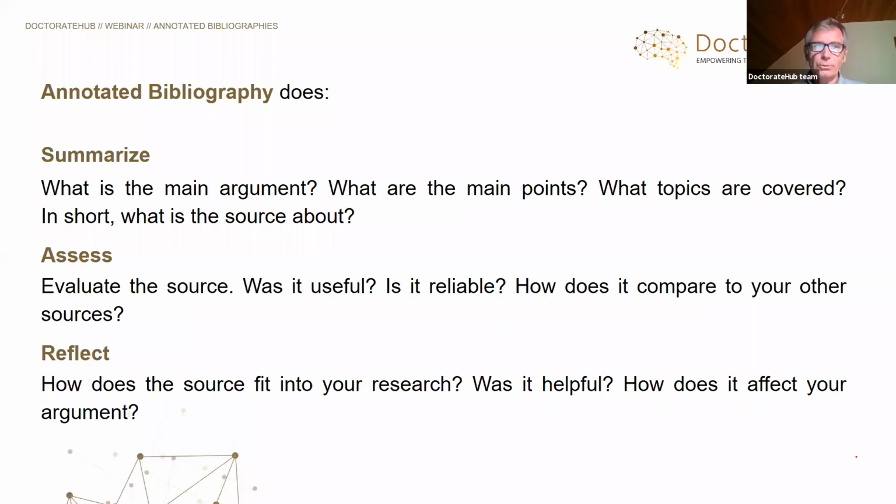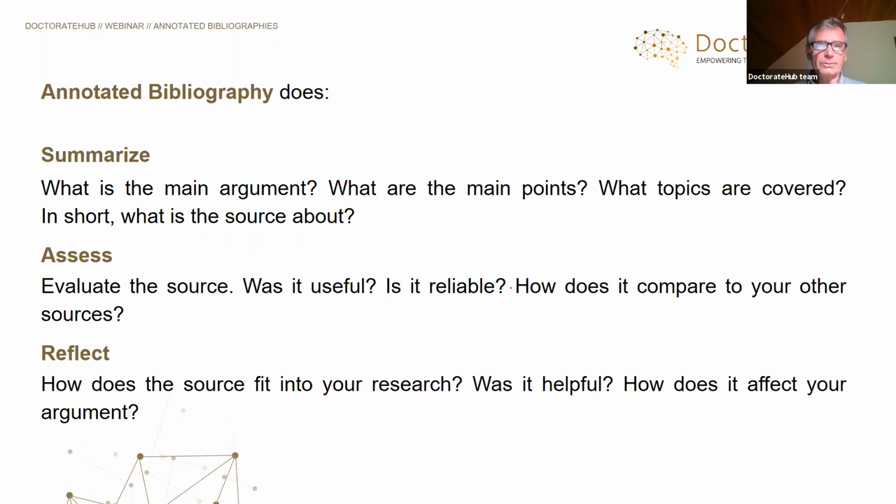That's extremely important. Why I like annotated bibliographies is that, if you follow the steps I will show in a minute or two, it really gives you a good overview, and you are kind of forced, or motivated actually, to go through different steps in order to summarize, assess, and reflect on each of those papers. So that means the analysis will be done in a thorough way.